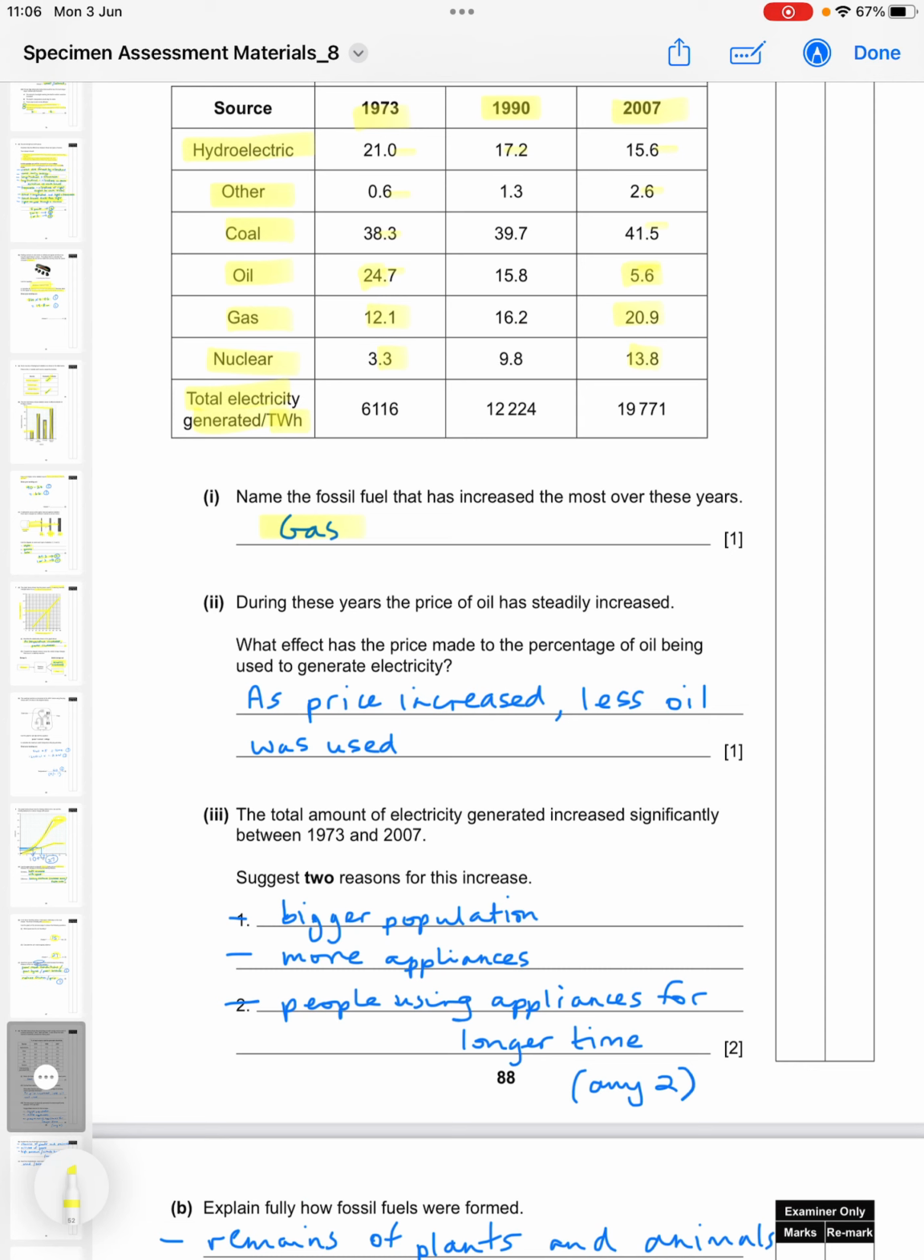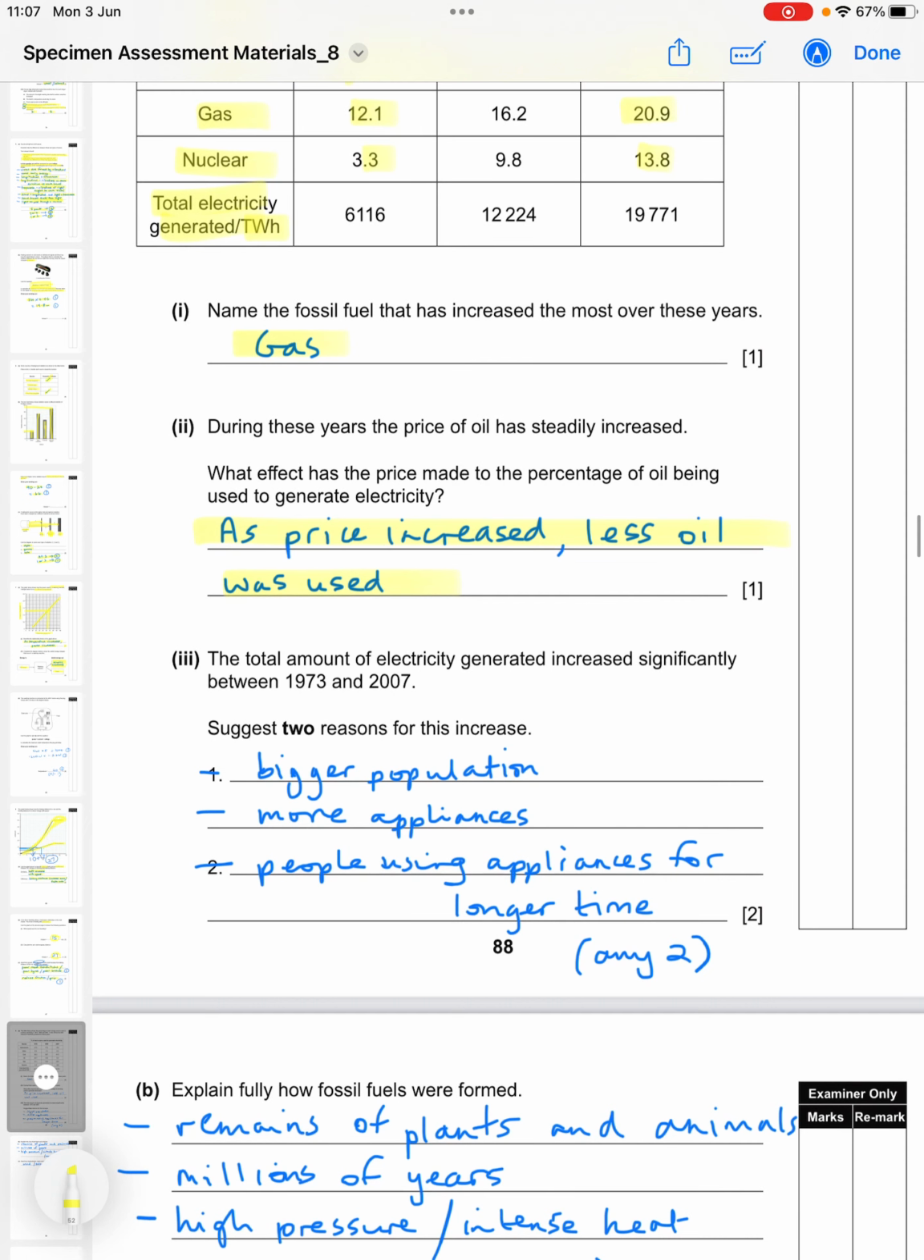During these years, the price of oil has steadily increased. What effect has the price made to the percentage of oil being used to generate electricity? Well, as you see there, oil has gone down from 24.5 to 5.6. So as the price increased, less oil was used. And the total amount of electricity generated increased significantly between 1973 and 2007. You can see there, it has gone from around 6,000 to nearly 20,000 terawatt hours.